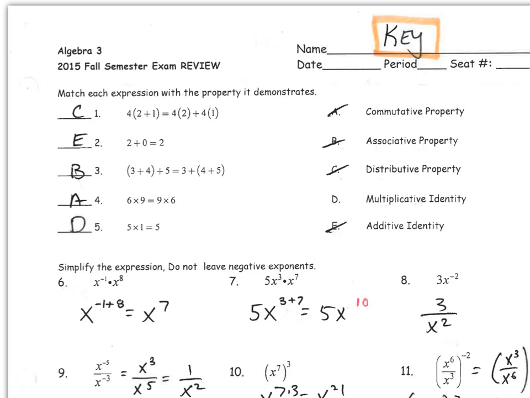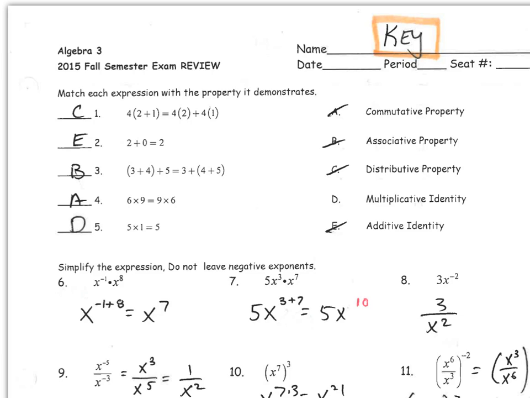The other identity is you can add 0 to anything. 2 plus 0 is 2. So that's the additive identity. Okay. Another easy one is distributive property. Everybody knows this. 4 times the quantity 2 plus 1 equals 4 times 2 plus 4 times 1. Okay, so that's the distributive property.